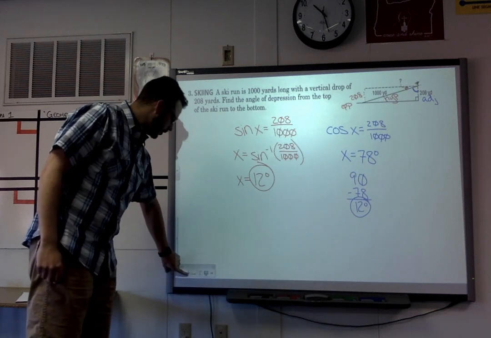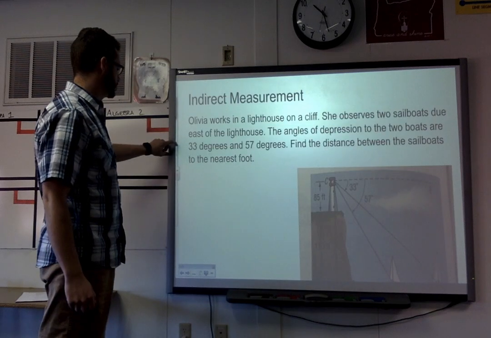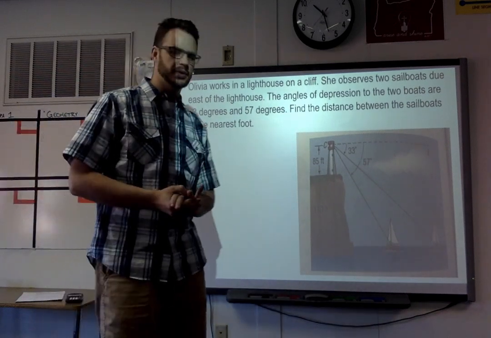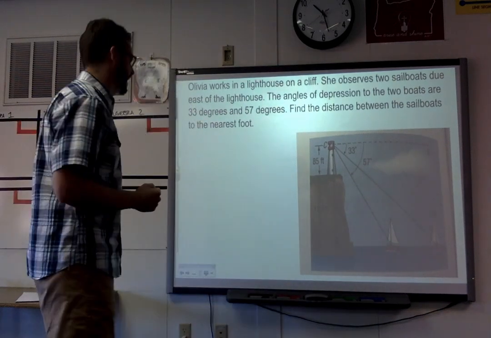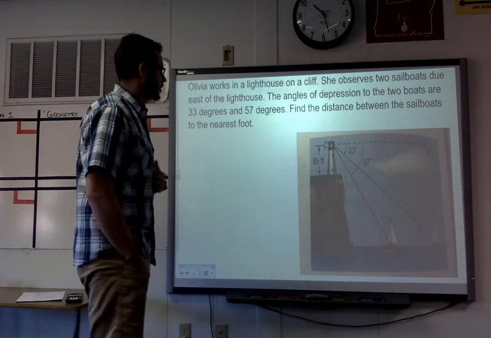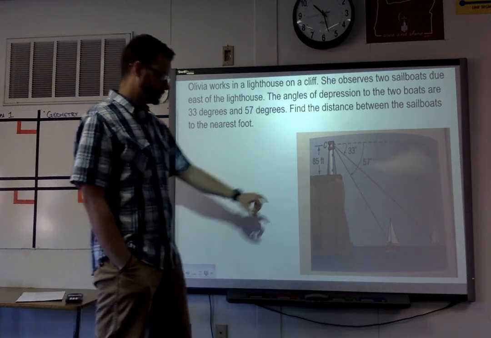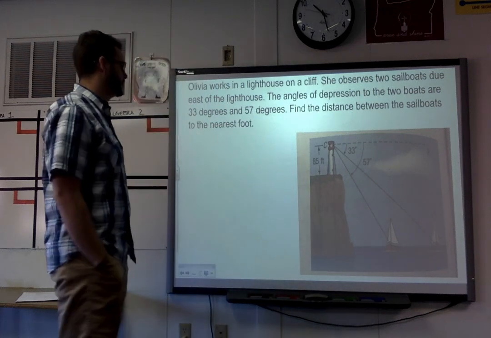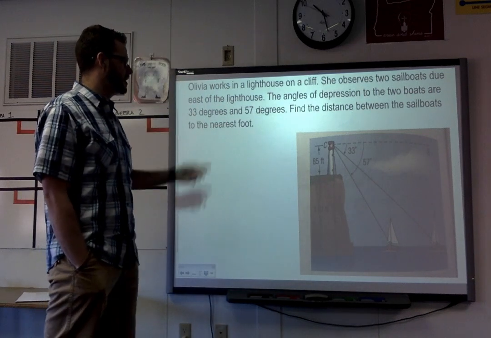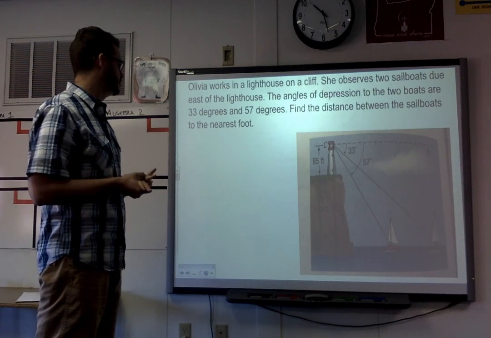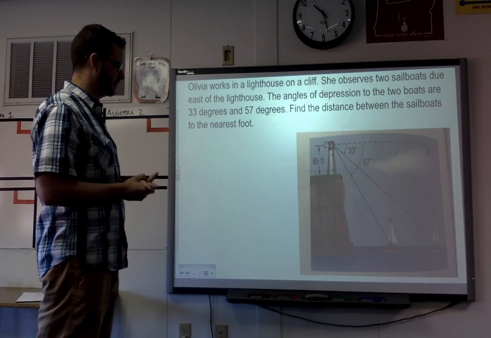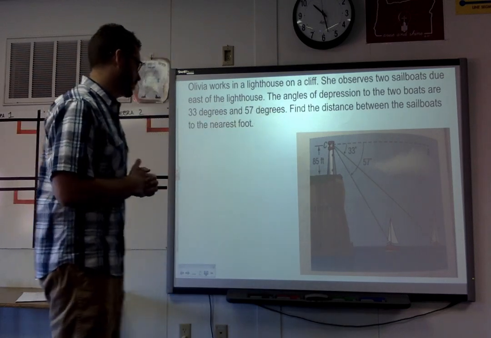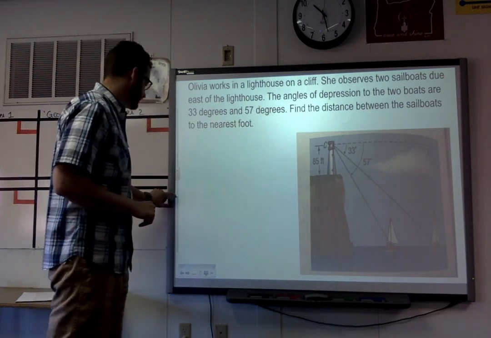We're going to walk through one more problem together, which is similar to what we were just doing, except has some extra steps added in. So Olivia works in a lighthouse on a cliff. We've got our lighthouse on the cliff right here. She observes two sailboats due east of the lighthouse. The angles of depression to the two boats are 33 degrees and 57 degrees. Find the distance between the sailboats to the nearest foot.